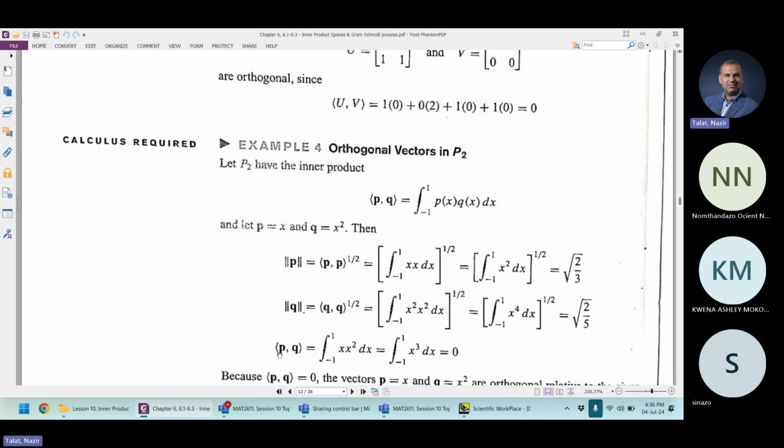And if we take the inner product of p and q, that is equal to the integral from -1 to 1 of x times x square dx, which is the integral from -1 to 1 of x cubed, and that is equal to 0.